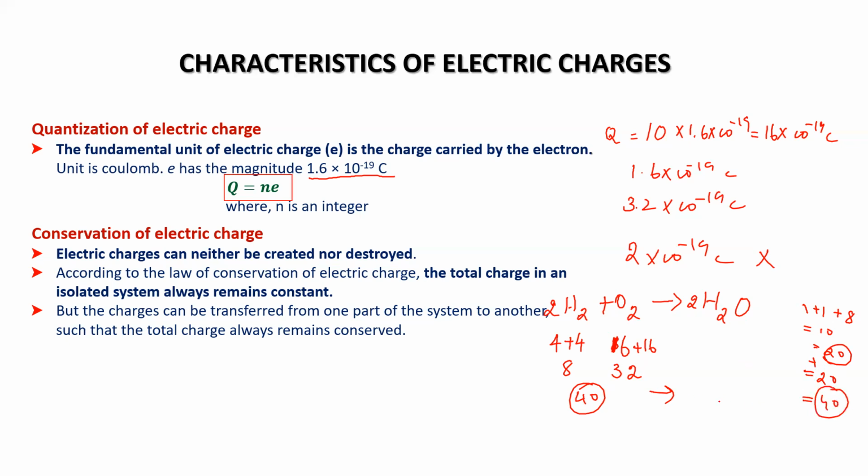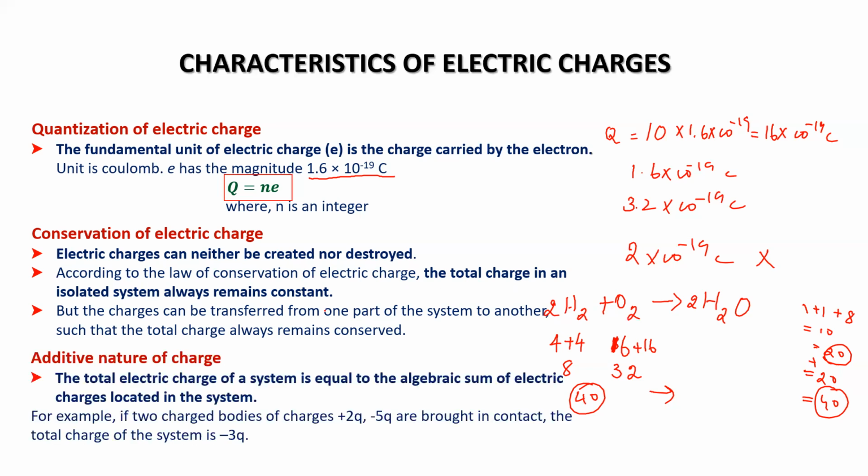Right? See, now there is no change in the proton and electron numbers between the reactions. That is why we say charge is conserved, which means the total charge in an isolated system always remains constant. Right? Okay.